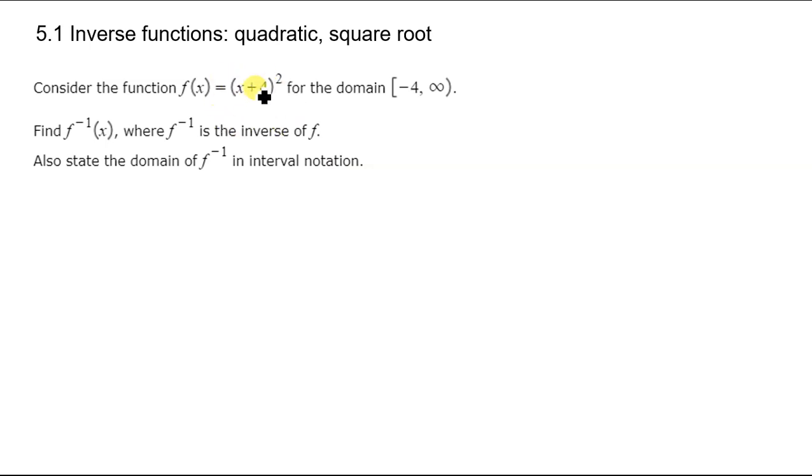Now let's try another function here. We have (x + 4) squared. Again, we're chopping this off on a certain region so that this function is one-to-one. Now let's find its inverse function.